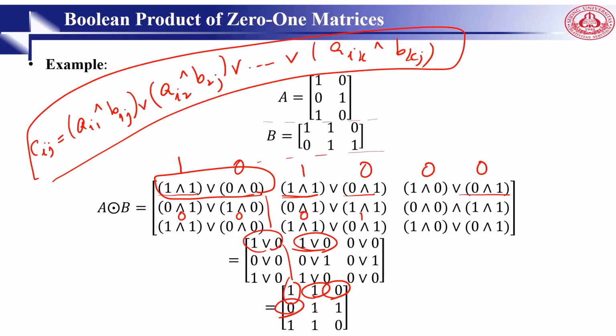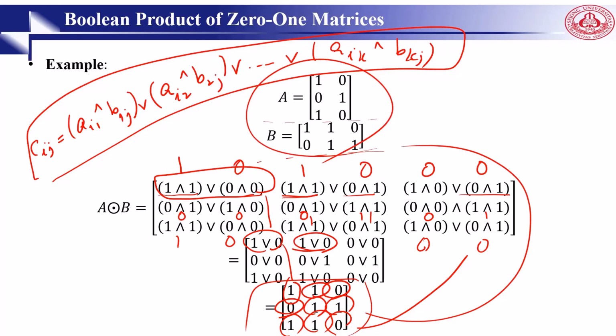1 and 1, 1, 1, 1, 1, 0, 0, 0, 1, 1, 1, 1 or 0, 1, 1 and 1, 1, 0, 0, 1, 1 and 1, 1, 0 and 1, 1 and 0, 0, 0, 0, finally 0. This is the Boolean product of these two matrices.